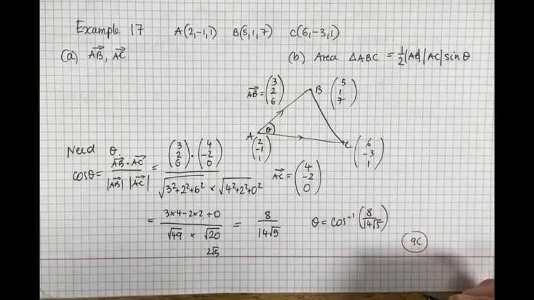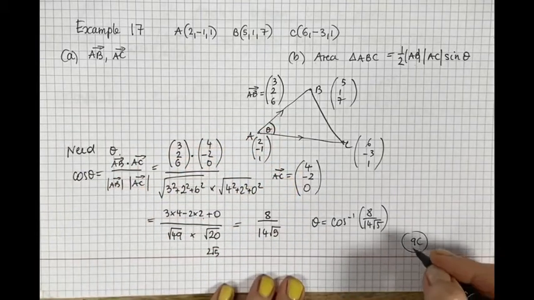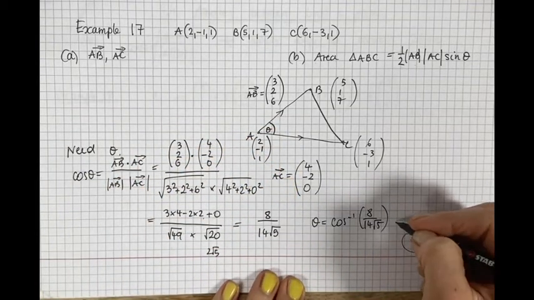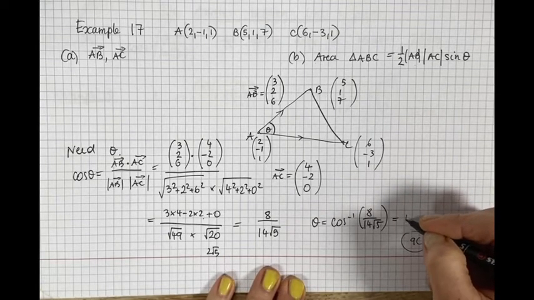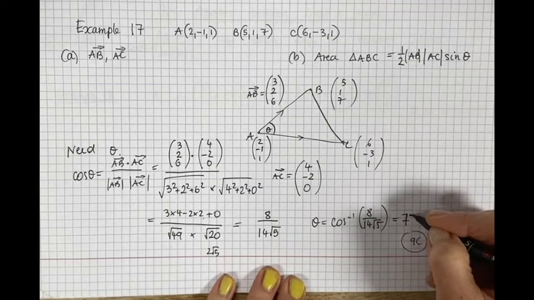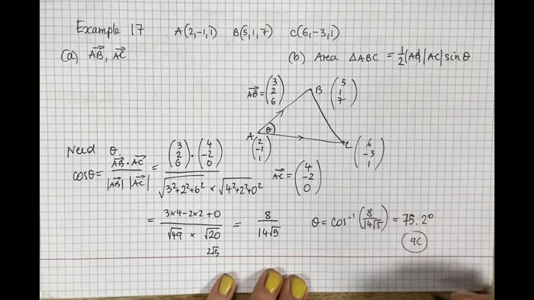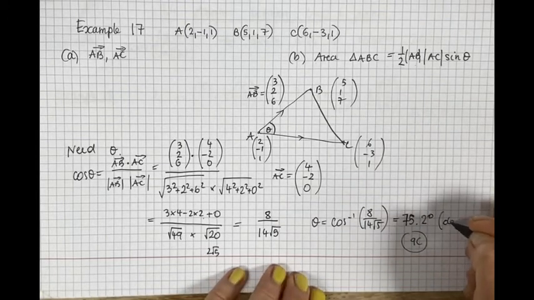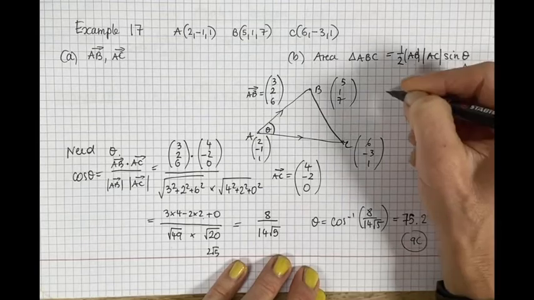If they ask you for the area to be exact, I'll show you before we move on to exercise 9 how to do it. If they haven't, then you can use a calculator to work it out. So it's 75.2 degrees, but don't round, because you're going to substitute it into this formula.